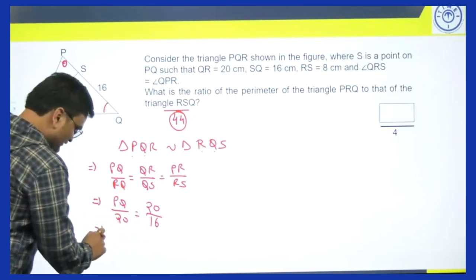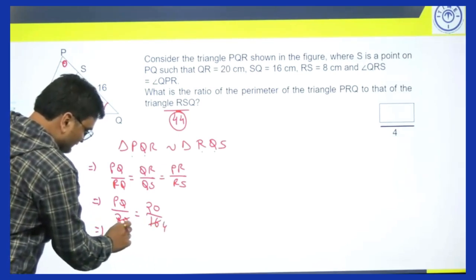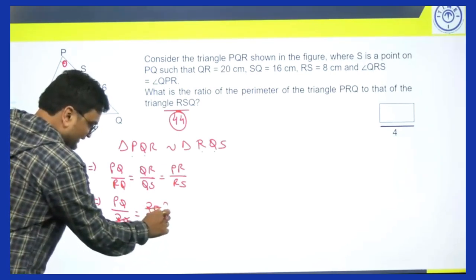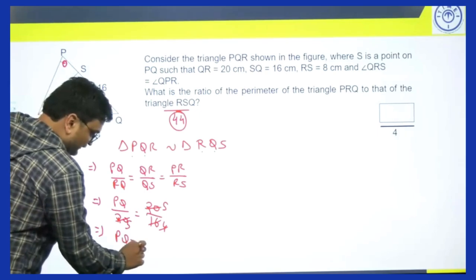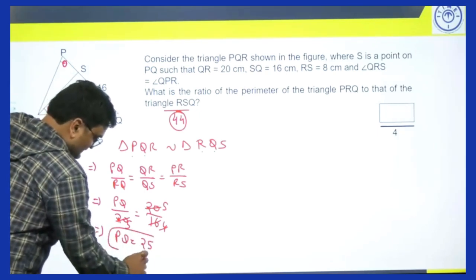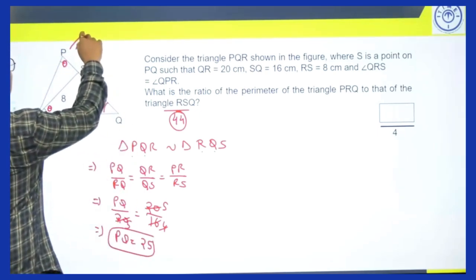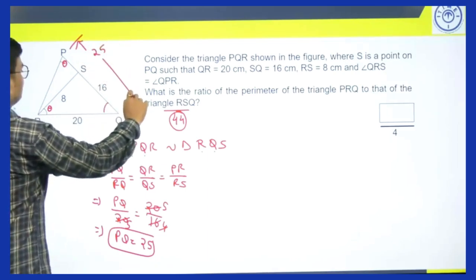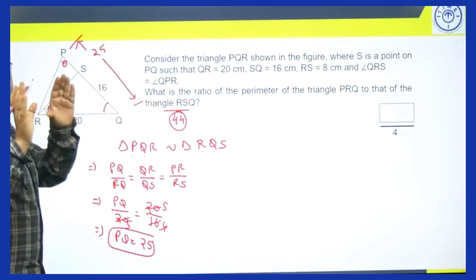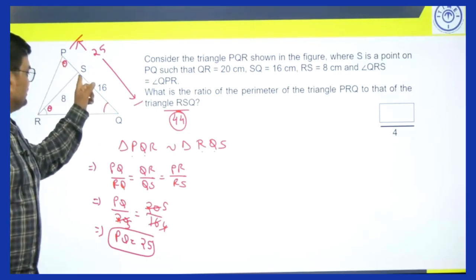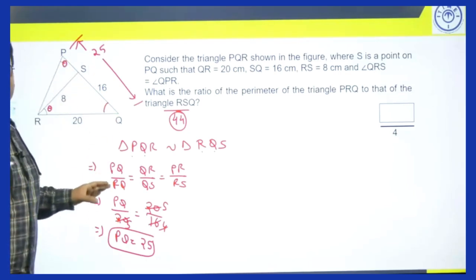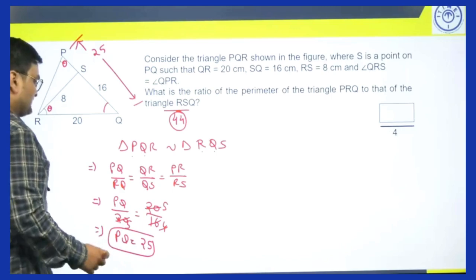So when you solve this, what do we get? 4 goes 4 times, 4 goes 5 times, 4 goes 5 times. PQ will be equal to 5 into 5, 25. So this entire length is now known. It's 25. That means we can also calculate PS if need be, because this length SQ is 16, so this will be the remaining. 25 minus 16 is 9. Not just that, look at this now.